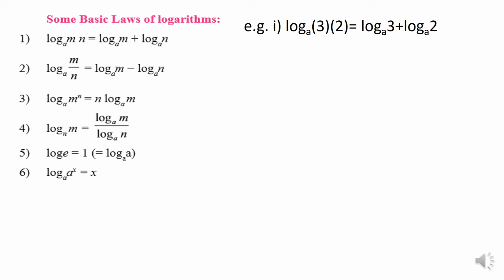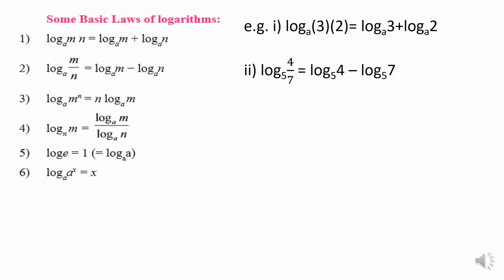Then the second one: log m upon n to the base a is equal to log m to the base a minus log n to the base a. When you divide two numbers and take their log, you can write it as a difference of the individual logs. So over here, log 4 upon 7 to the base 5 is equal to log 4 to the base 5 minus log 7 to the base 5.